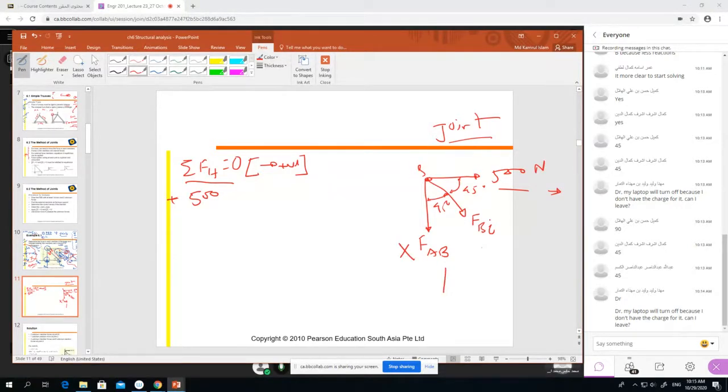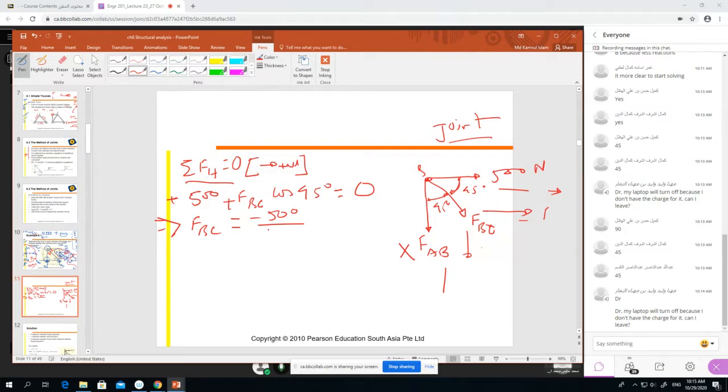Now we have FBC. So FBC, this component is on the right side. So plus FBC cos 45-degree, because it is 45-degree, right? Equal to, there is no other horizontal force, equal to 0. Now you tell me what is the result? Quickly calculate and quickly tell me.